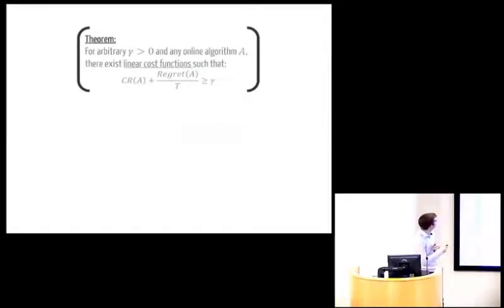Basically, I put it up here mainly to emphasize that it's impossible even in the simple cases. So linear cost functions, one dimensional, two different cost functions that you switch between. The theorem is saying, in some sense, for any arbitrarily large constant and every algorithm, you can have the competitive ratio plus the normalized regret being bigger than that constant. So one of them has to be larger than you want.